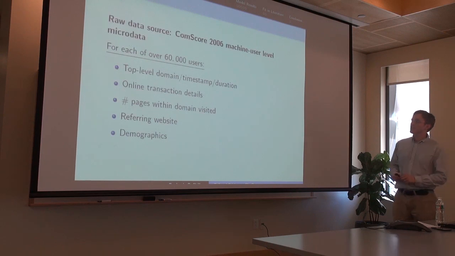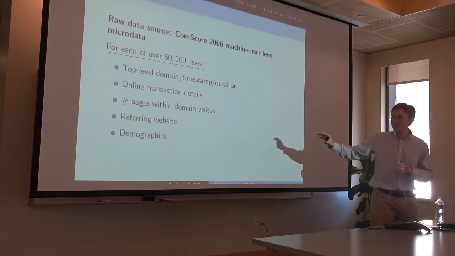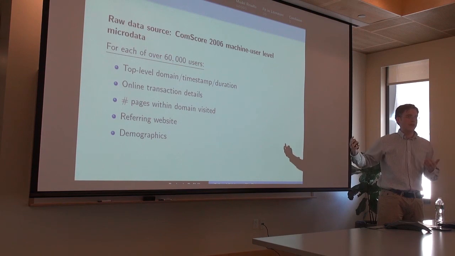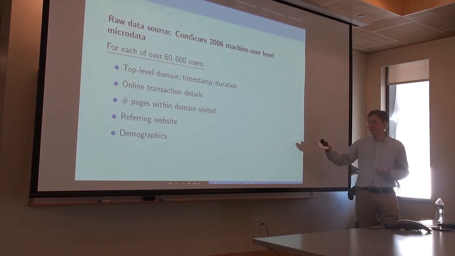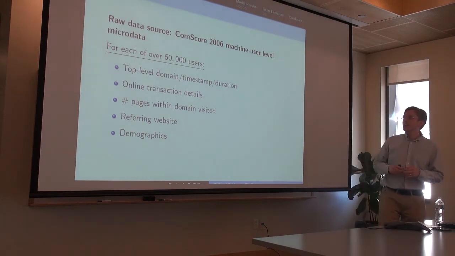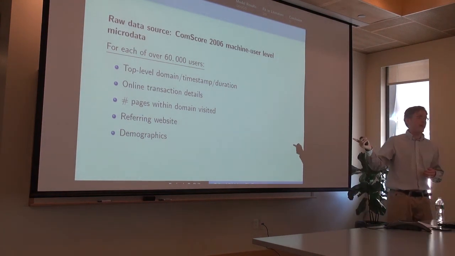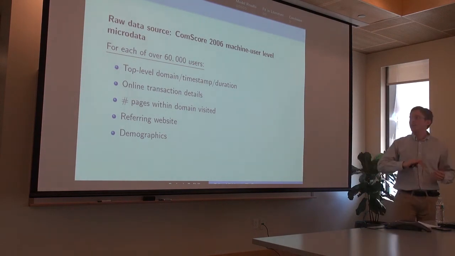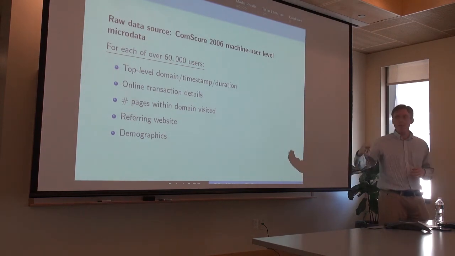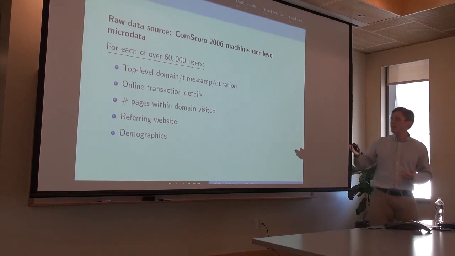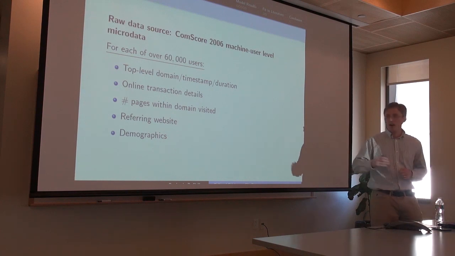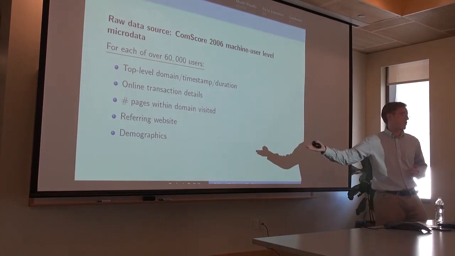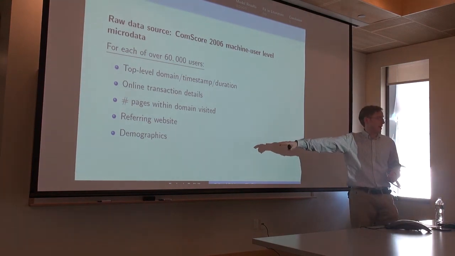Okay, so let me talk a little bit about the data that I'm using. I use the ComScore data. I don't know if any of you are familiar with it. Basically, it tracks everything that some people do online. It tracks about 60,000 individuals for the full year. It has the top level domain for every visit, the time of that visit, the duration of that visit, and the number of web pages they looked at. It has all of the transactions that occurred in those visits. It also has a referring website, and importantly for this analysis, it also has the demographics of the individuals.